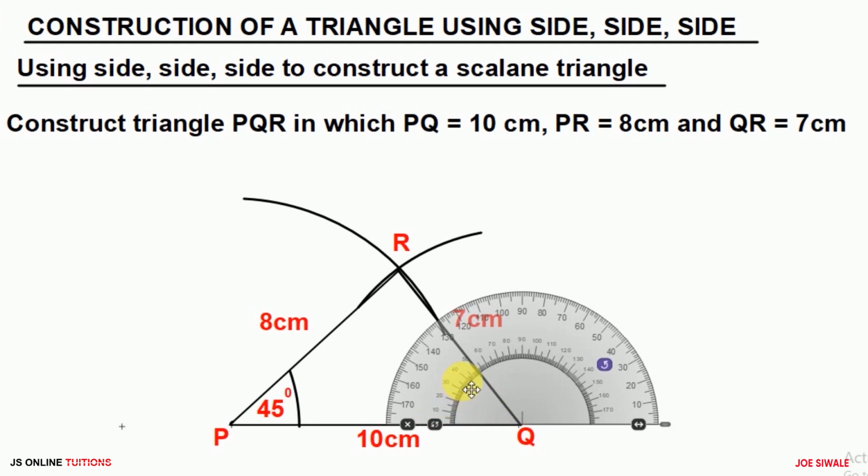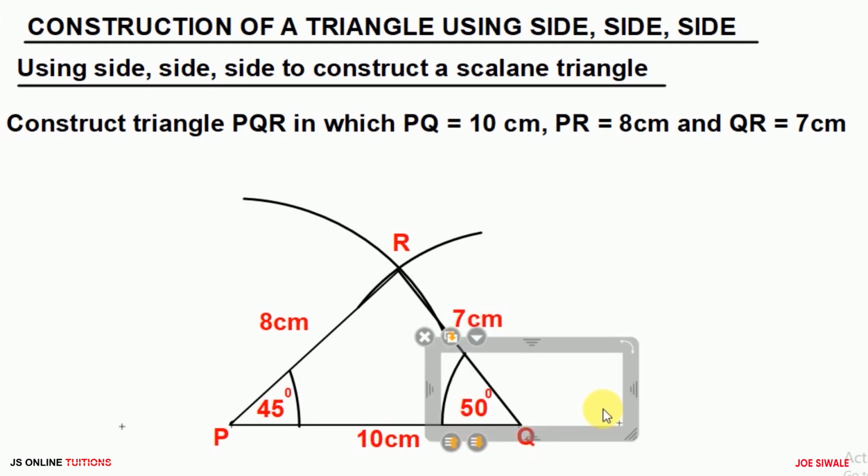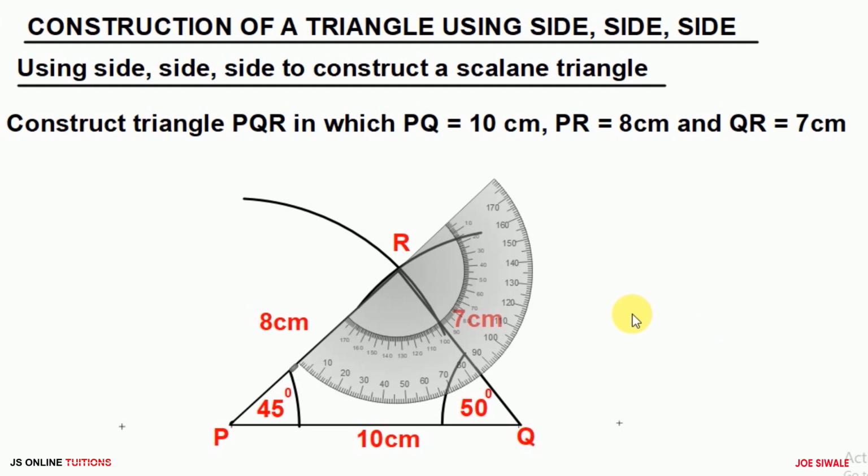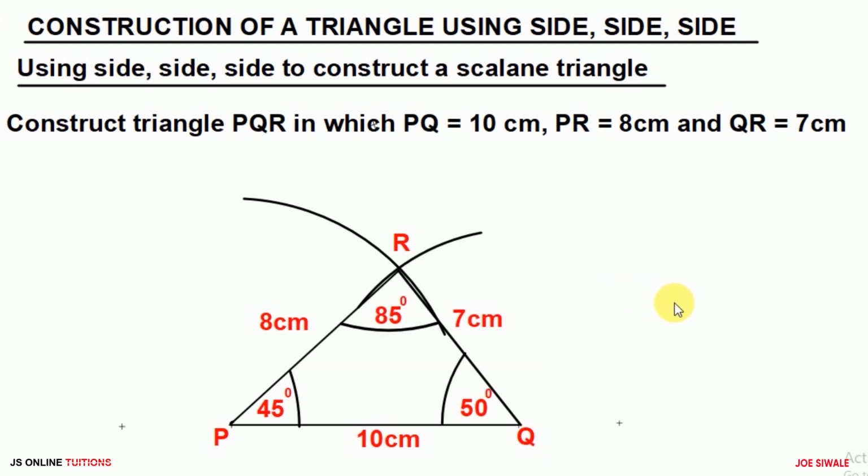As you can see, we have our 50. Let us indicate 50 degrees at Q. So we have indicated our 50 degrees at point Q. Let us now measure the angle which is at R. So we're going to put our protractor at point R there. Then we're going to say 10, 20, 30, 40, 50, 60, 70, 80 there. And that's going to be 85 degrees. So the angle at R is going to be 85 degrees. So as you can see, we have indicated the angle at R as 85 degrees.